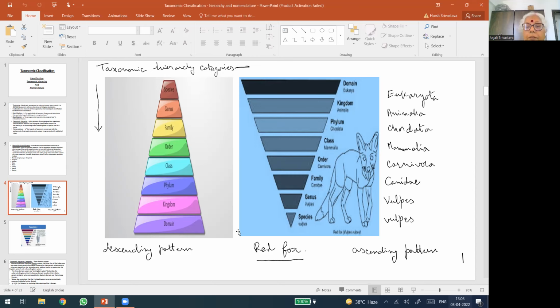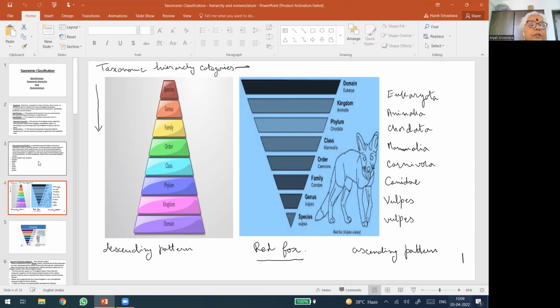This is an example of the taxonomical hierarchy of a particular animal, the red fox. This classification starts with the domain, that is Eukaryota, kingdom is Animalia, phylum is Chordata, class is Mammalia, order is Carnivora, family is Canidae, genus is Vulpes, and the species is Vulpes vulpes.